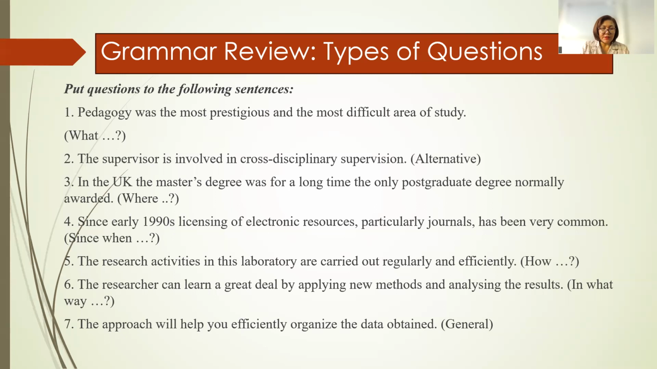Next sentence: the researcher can learn a great deal by applying new methods and analyzing the results. Here we can say, in what ways can the researcher learn a great deal? The last one: the approach will help you efficiently organize the data obtained. Here we can use the general type of question. So general: does the approach help you, or will the approach help you efficiently organize the data obtained?